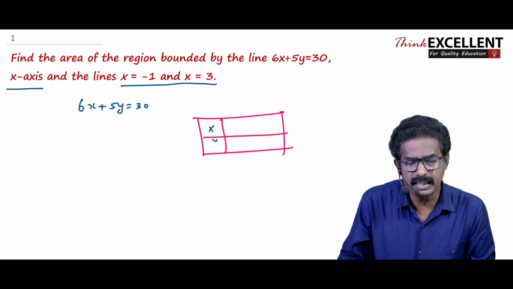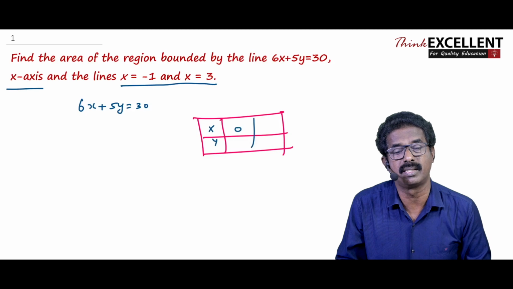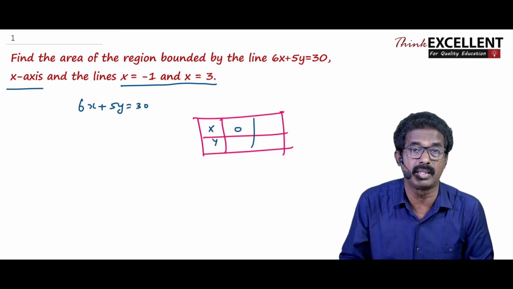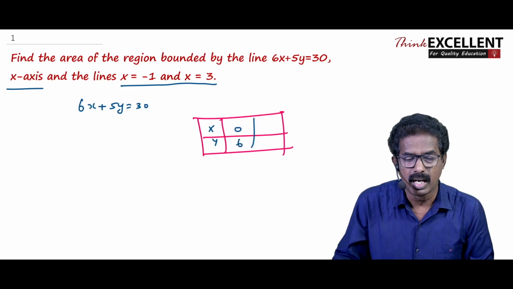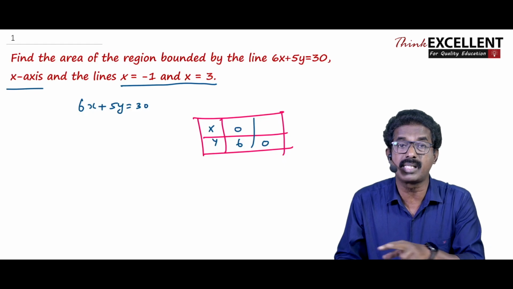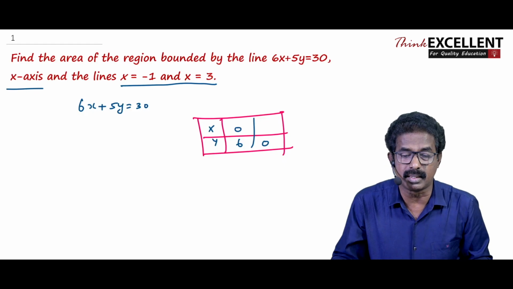x and y. The easy method is, for x you put 0 first. When x is 0, this becomes 0. 5y equal to 30, so y is equal to 6. Next, for y put 0. When y is 0, the second term becomes 0, right? 6x equal to 30, x equal to 30 by 6, it is 5.